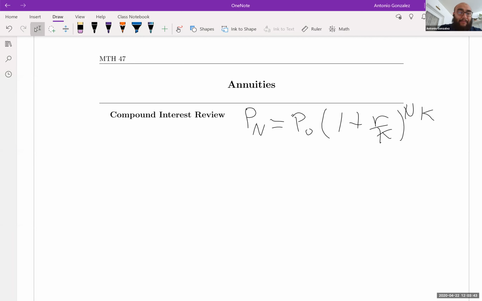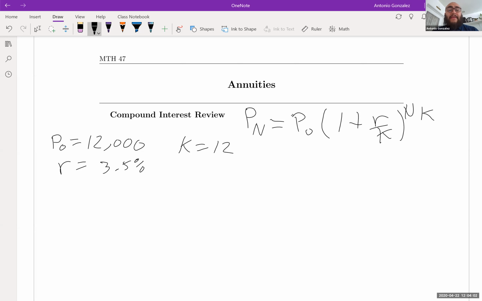So for example, let's say you start with an initial balance of $12,000, and you have an interest rate of 3.5%. Let's say K is 12, just choosing some numbers here, so it's compounded monthly. I would like to know how much is in the account.